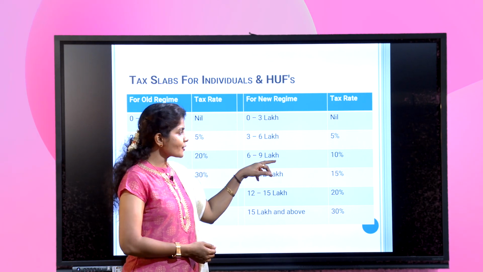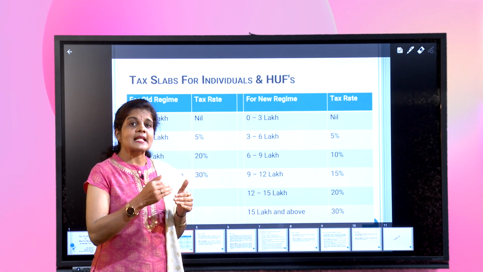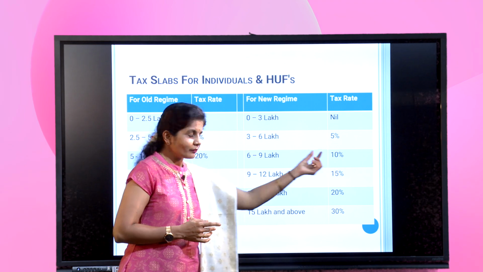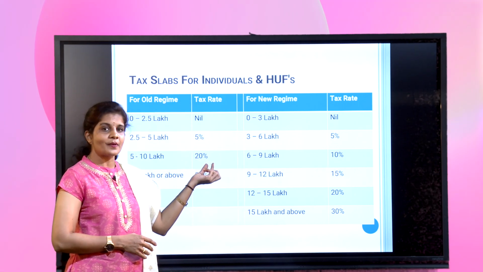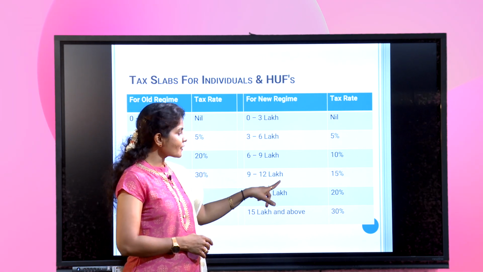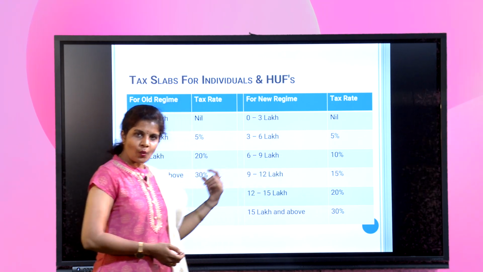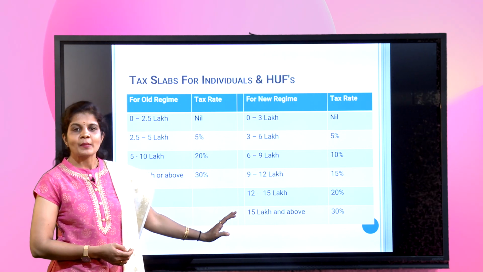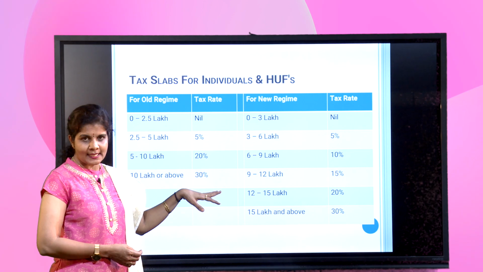Whereas from 6 lakh to 9 lakh, the slab is divided again, and it is only 10%. Under the old tax regime, up to 10 lakhs, it is 20%. But further, from 9 lakh to 12 lakh, it is only 15%. Under the old tax regime, if income exceeds 10 lakh, irrespective of the income, the taxpayers have to pay a 30% tax rate.